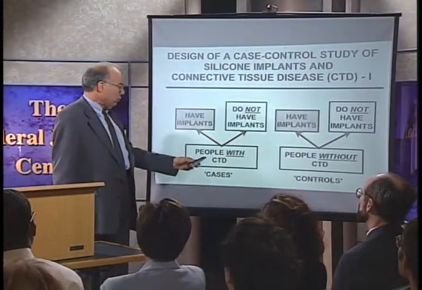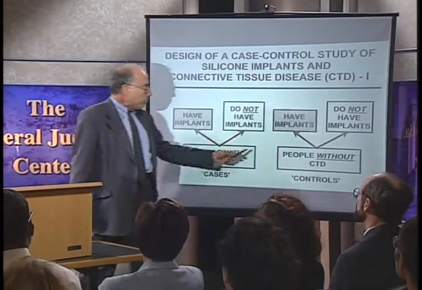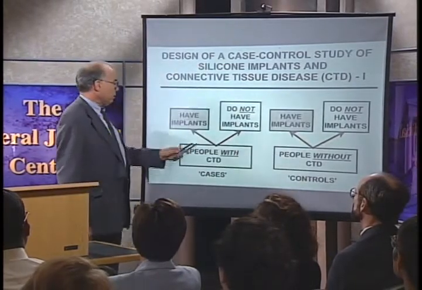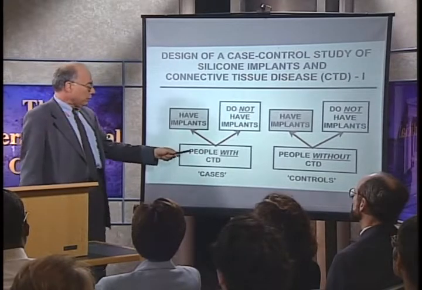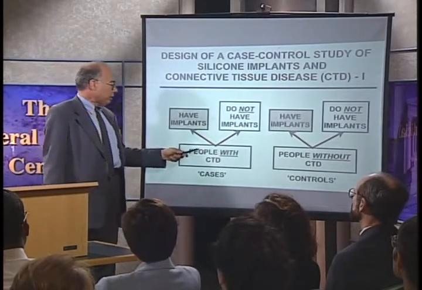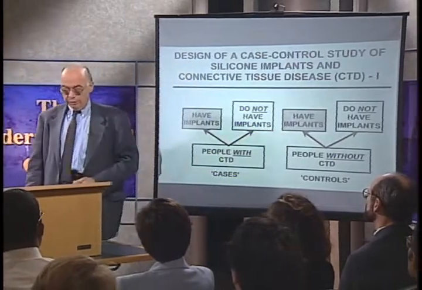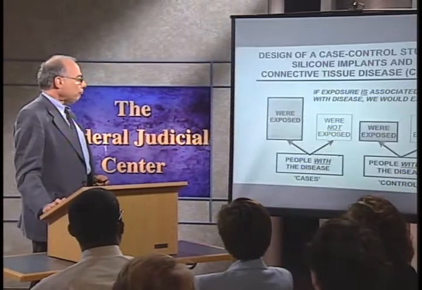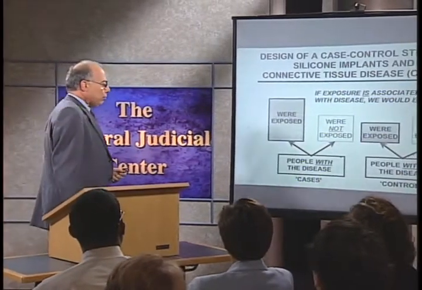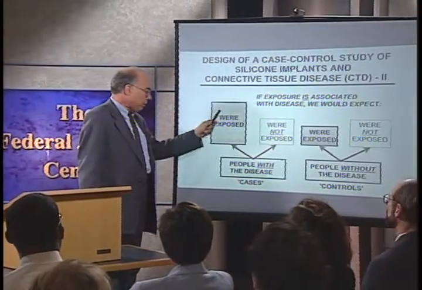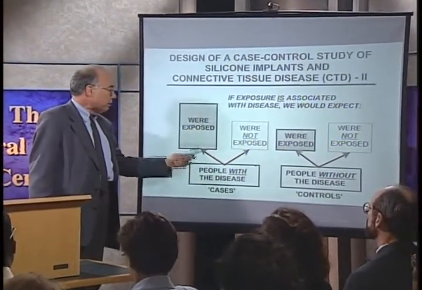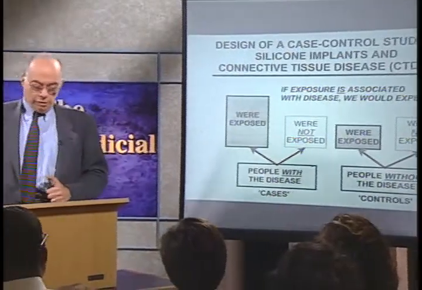Again, let's look at the implant question. If we were doing a case control study of implants, we would first identify a group of women with connective tissue disease and a comparison group without connective tissue disease. We would then determine what proportion of the women with connective tissue disease have a history of receiving implants compared to women without connective tissue disease. And if exposure is associated with disease, we would expect a greater proportion of the women with the disease, the cases, to have had exposure than of the women without the disease, the controls.